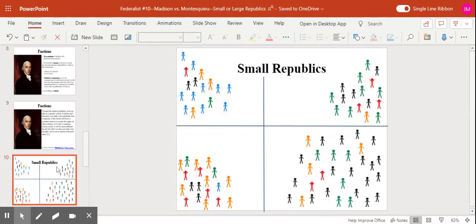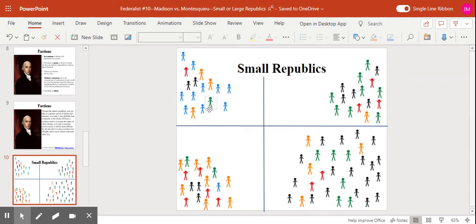Now, with Madison's reasoning, here's how it kind of works out. These are 4 different small republics, an image that I've created to kind of show what his reasoning is. And the colors represent just different interests. They could be anything. And so they all are 4 different countries. They all have their own governments and laws.